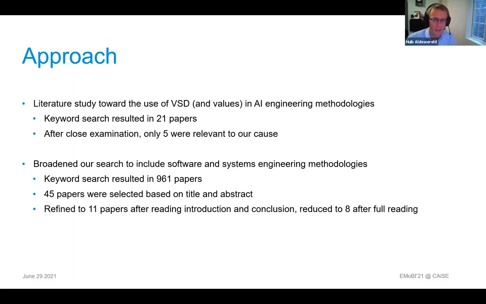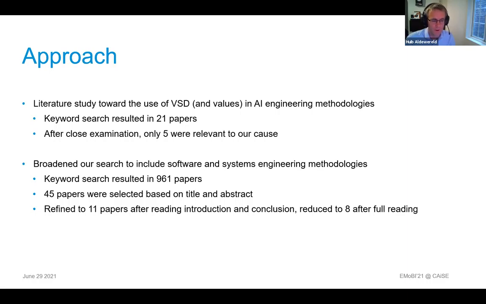We acknowledged that AI engineering, perhaps as a methodological framework, isn't as rich as it could be. AI development, of course, is a subfield of software-assisted engineering. So we broadened our search to a literature search where we also searched for value-sensitive design or values or ethics in software and engineering methodologies, which resulted in a total of 961 papers, of which we selected 45 based on their title and abstract, so briefly reading the papers.